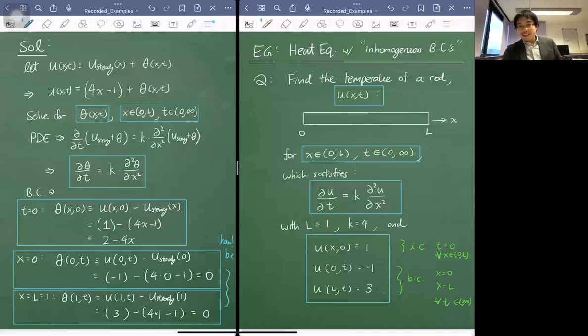Okay, so let's look at the second part of this video. The original question was to solve this heat equation, right? We have a rod with a certain temperature and a PDE with some inhomogeneous boundary conditions on the space-like variable. What we did was we introduced theta related to the original u, the original target function.